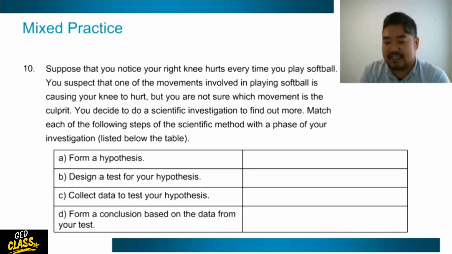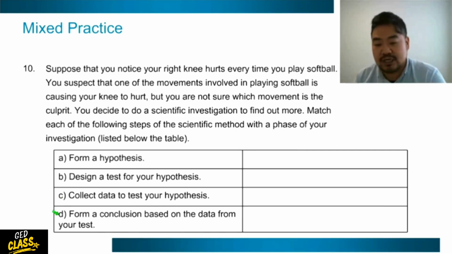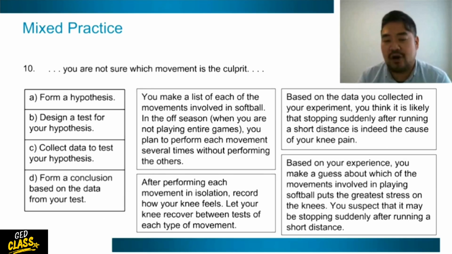Match each of the following steps of the scientific method with a phase of your investigation, and we'll look at the list in a second here, but notice what we're trying to do is match up the 4 different statements to see which one is forming a hypothesis, which one is designing a test for the hypothesis, which one is collecting data to test the hypothesis, and which one is forming a conclusion based on the data from the test itself. So now give yourself about 2 minutes to try this one on your own. See which of those statements match up with each individual box.